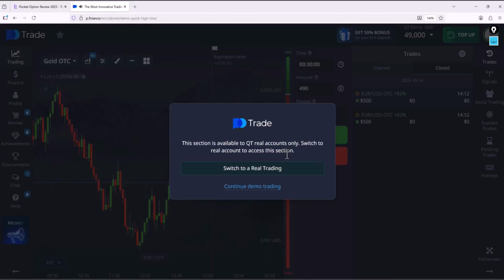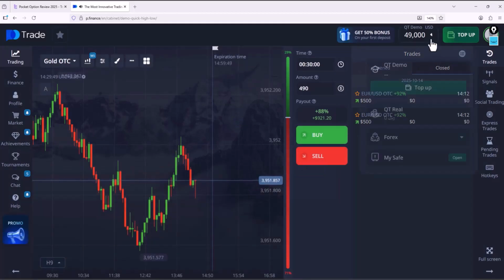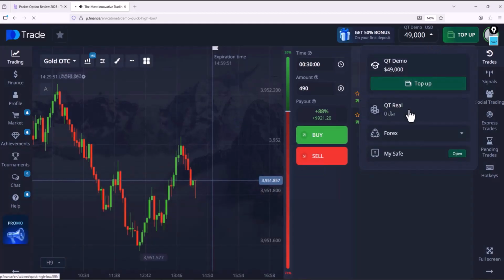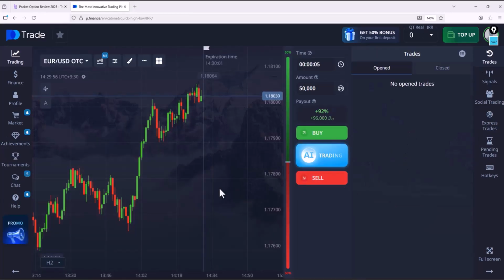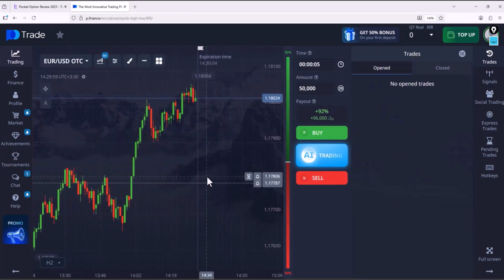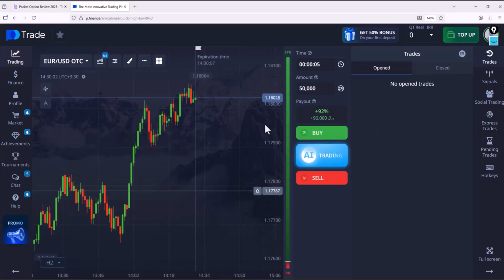It clearly tells you that this particular feature is only available on a real account, and you absolutely cannot use it with a demo account. So either you switch to your real account from here, or you can simply click here and select the real account section. Now, I have successfully selected my real account, but a crucial question comes up. What exactly are these express trades that I want to trade with them?